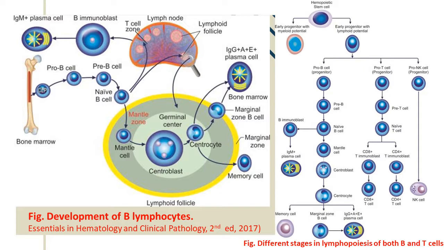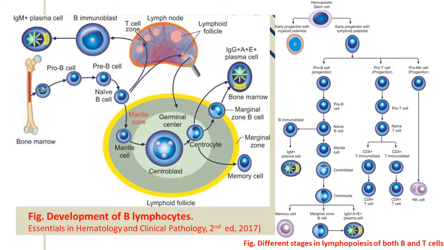Pre-B cells give rise to naive, which is also called virgin, B cells. These cells characteristically express immunoglobulin antigen receptors on their surface that have not encountered antigen. Naive B cells are small resting lymphocytes present in primary lymphoid follicles, in follicular mantle zones, and in the circulation.